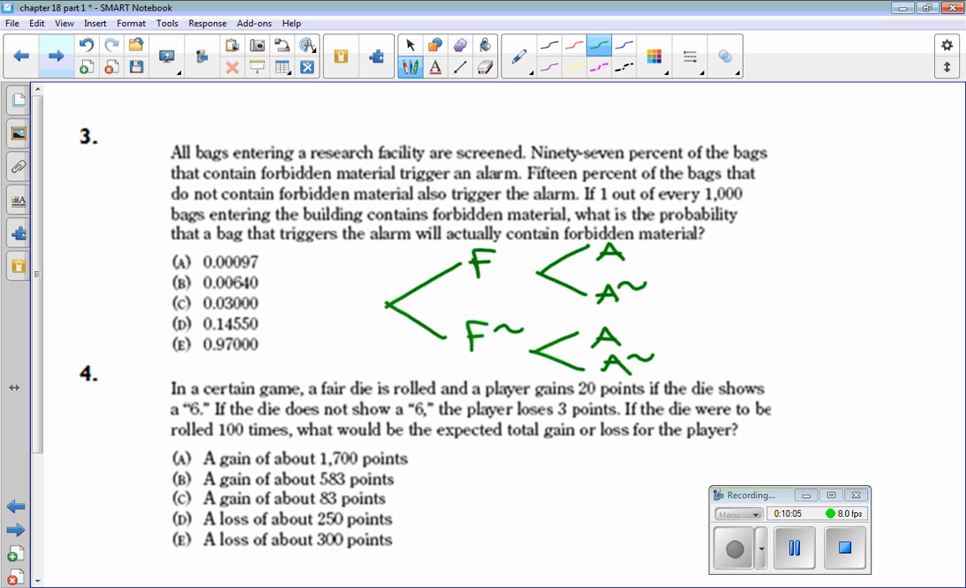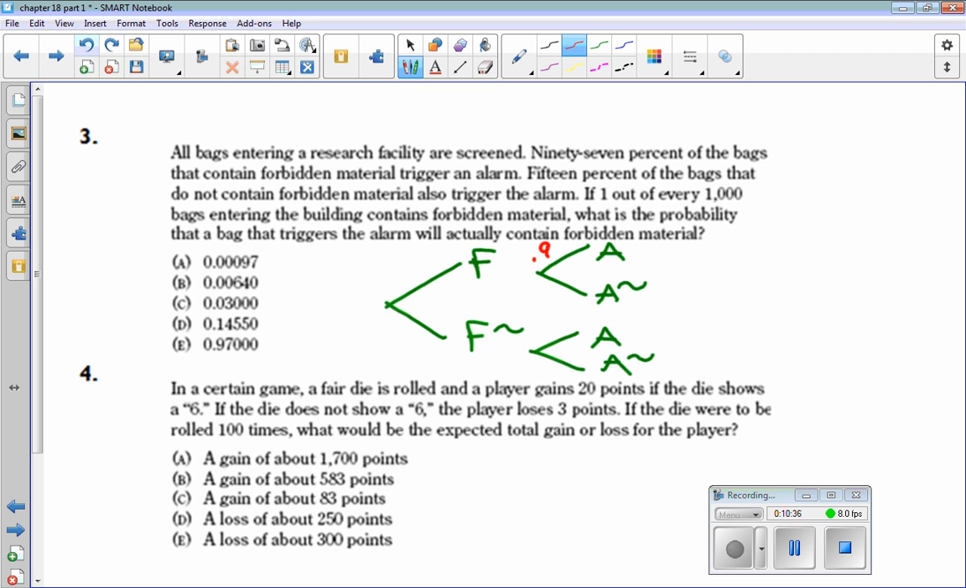Okay, and so we're just going to fill in our tree diagram with the numbers. The numbers we have here: it says 97% of the bags that contain forbidden material trigger an alarm. So that means it contains forbidden and the alarm went off. So here we go. And then this would be 0.03, because the branches of the tree should add to be 1. 0.97. What did I say? I said 97 and I wrote 93.